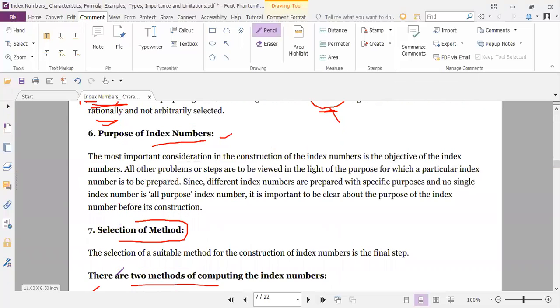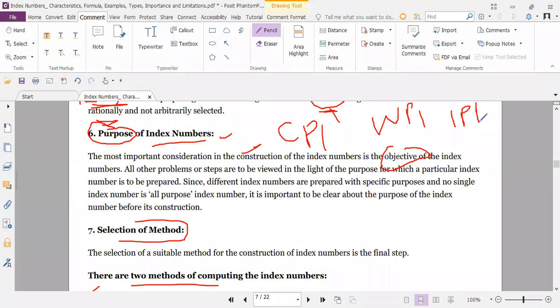So the next step is purpose of index number. The most important consideration in the construction of index number is the objective of index number. So what is the purpose? What is the objective of index number? This is another important step in construction of index number. So what is the objective? I've told you according to the objective, we have different index numbers like CPI, WPI again. We have industrial price index. So there are various price indexes like this according to their objectives.